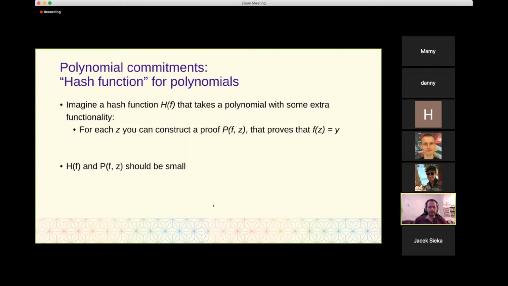And what we would like now is some kind of hash function for polynomials. So it's a hash function that takes as an input a polynomial f. And what would be great is if it has some extra functionality. What would be nice is if for each z, where z is some element from our finite field, you could construct a proof p of f and z that proves that f of z is equal to y. And the proof, as well as the hash itself, would ideally be small.